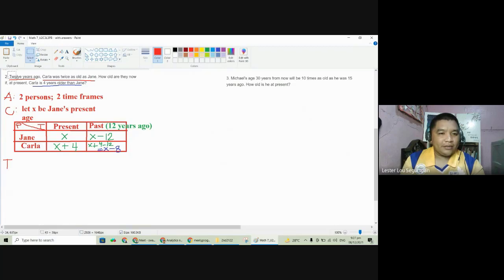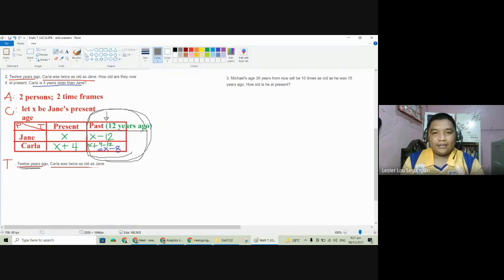Let's copy this statement here. Why this statement, sir? Because we already used the first statement to complete the table. So we are given here that 12 years ago, Carla was twice as old as Jane. 12 years ago is this column here. In short, we are not yet too concerned with the values here or the representation. We're going to look at these values first because we're talking about their age 12 years ago. And it states that 12 years ago, Carla, looking at the table, Carla's age 12 years ago, sorry, it's not x minus 12, it's x minus 8, rather. Sorry for that. X minus 8. This is Carla's age 12 years ago.